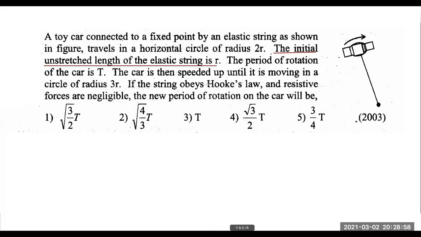If the string obeys Hooke's law and resistive force is negligible, the new period of rotation of the car will be? Now, capital T, people, it's not tension anymore in this question. It is the period of rotation, so you have to approach it in that way. Let me start. First and foremost, when the object is connected to the string, when it is unstretched, the length of the string is r. So let's say simple r. Here tension is equal to 0, extension is also 0. Both are 0.